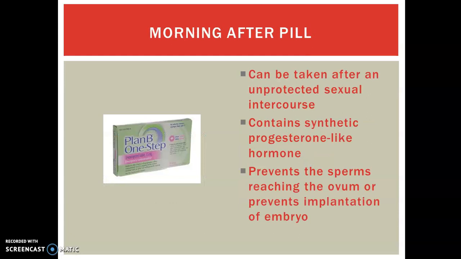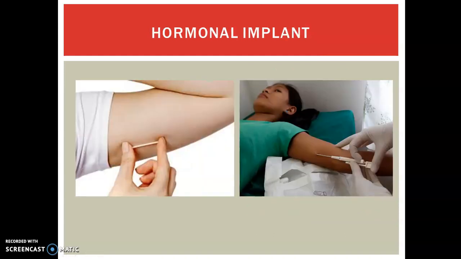Then the morning after pill, it is taken after an unprotected sexual intercourse. If a female forgets to take the regular oral contraceptive, and if she happens to have an unprotected sexual intercourse, a morning after pill can be taken. This contains a synthetic progesterone-like hormone, and this prevents the sperms reaching the ovum, or it can prevent the implantation of the embryo.